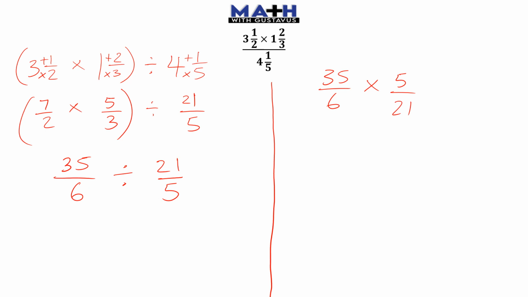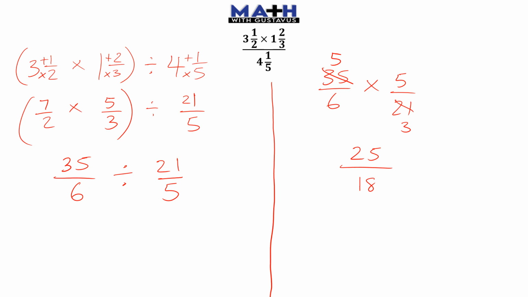7 into 35, that goes 5 times. And 7 into 21, that goes 3. There's nothing else we can cancel here. Remember, we can't cancel numerator with numerator. For example, we can't cancel the 5 with the 5, nor can we cancel the 6 with the 3. So what we're left with here is just to multiply. So let's multiply 5 times 5. That will give us 25. And then let's multiply again. 6 times 3. That will give us 18. So the answer right here is 25 over 18.